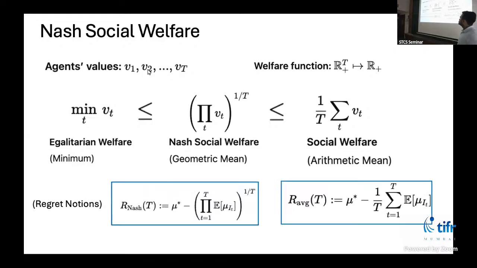Now, using this social welfare function, we can modify our regret definition. Instead of taking the arithmetic mean and subtracting it from the benchmark, we take the geometric mean and subtract it from the benchmark. Our goal is the same as before: we need to minimize this regret as much as possible. Possibly we want to achieve the same regret scaling that we have achieved here.